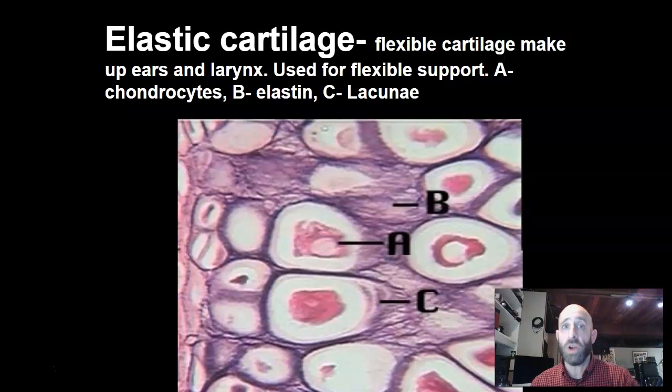So in terms of your chart, your elastic cartilage is going to be made up of chondrocytes. So the cell is going to be a chondrocyte. And then we have our matrix, which is going to be mostly elastin, and it's going to have those lacunae like we said before, and the function here is flexible support. We're going to keep moving.